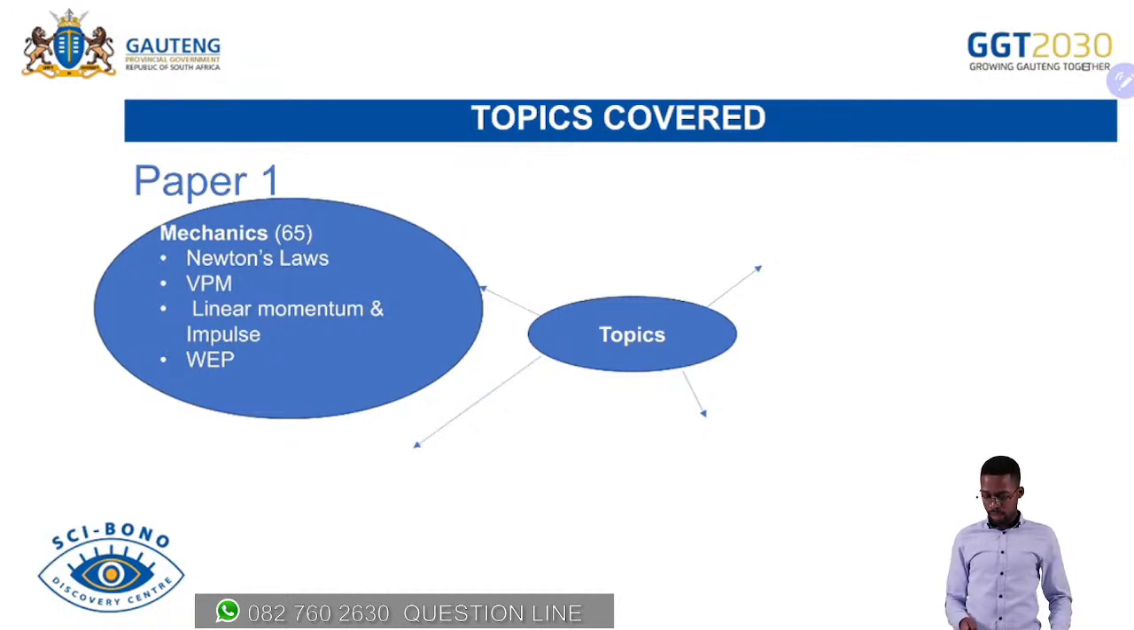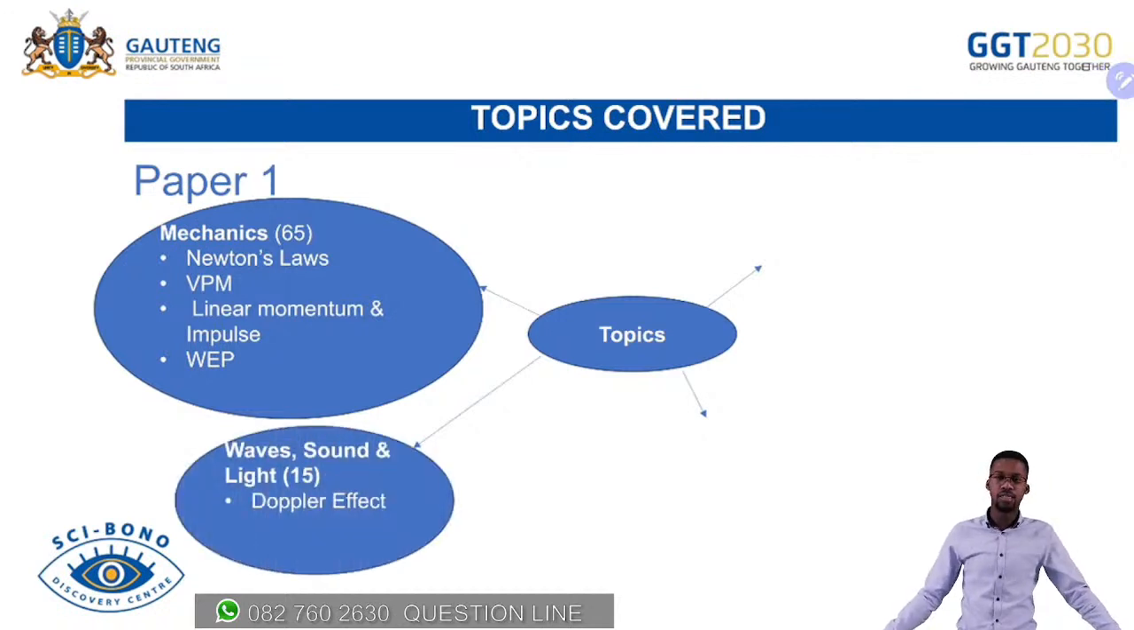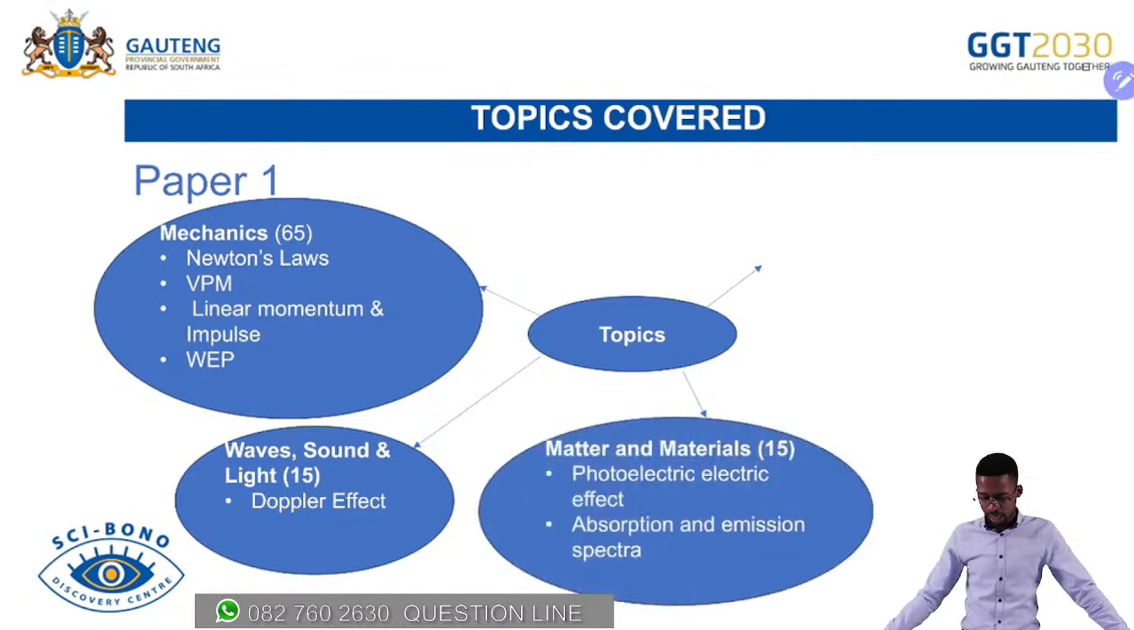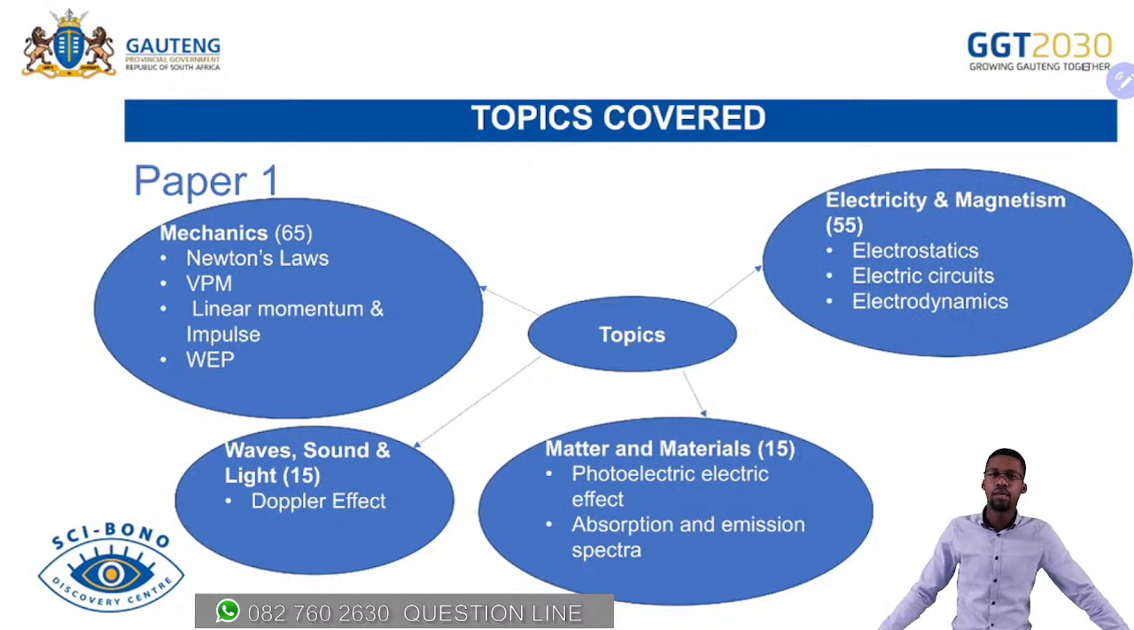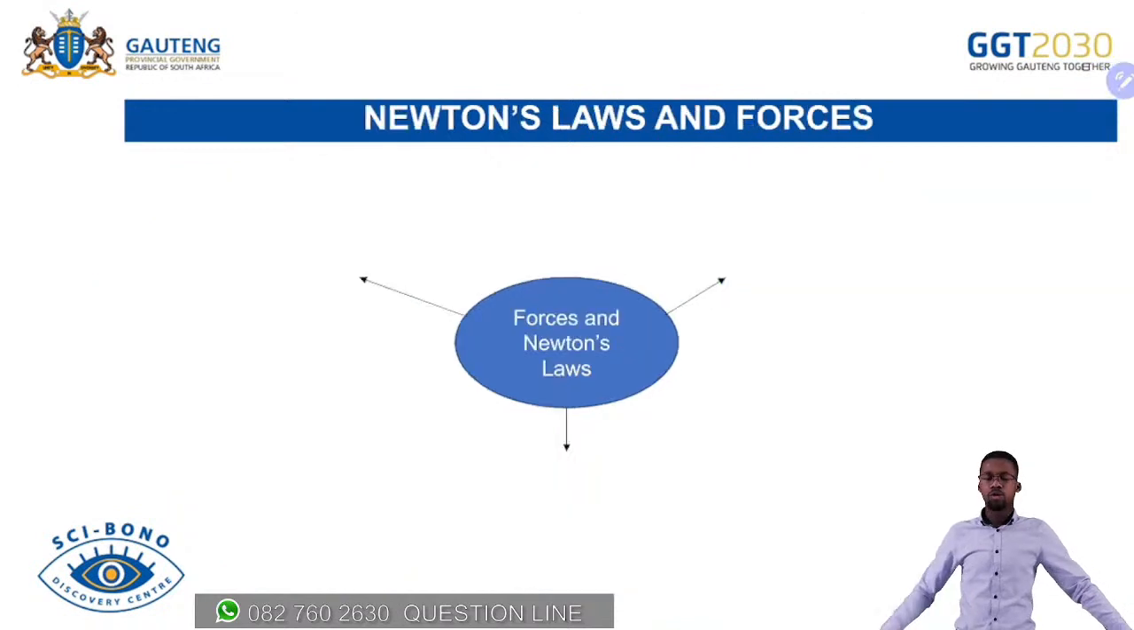And the other topics for paper 1 which are covered are waves, the Doppler effect. That's the topic that we'll be doing in grade 12. Matter and materials, you'll be doing the photoelectric effect. And then for electricity and magnetism, we will be doing electric circuits and electrostatics. And these ones, we are going to cover them later as well.